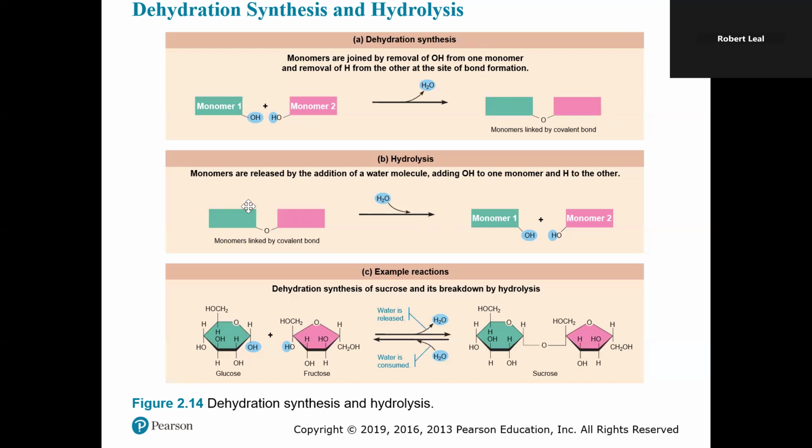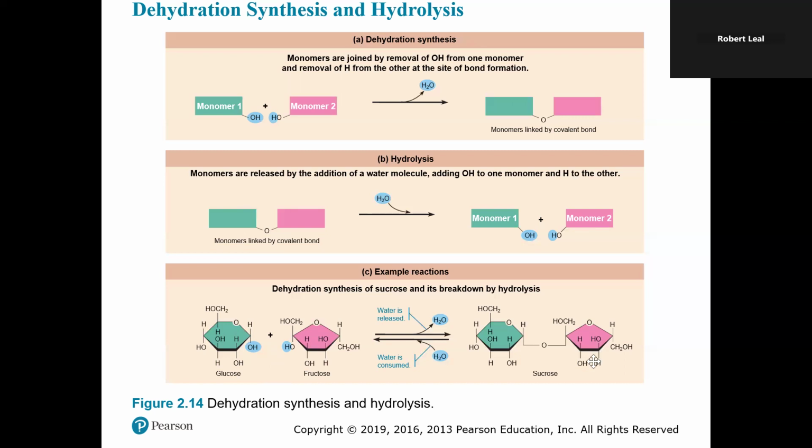Now let's go to the second row in the middle. You have one single unit and you want to separate it into smaller units. You need to add water to separate. So letter B is referred to as a hydrolysis reaction. You add water, lysis means to separate or break. So that's breaking down.